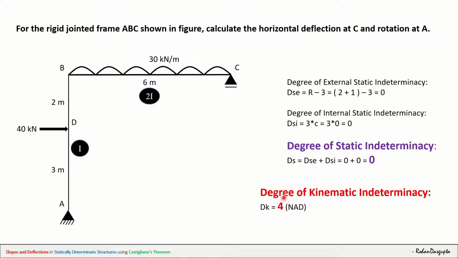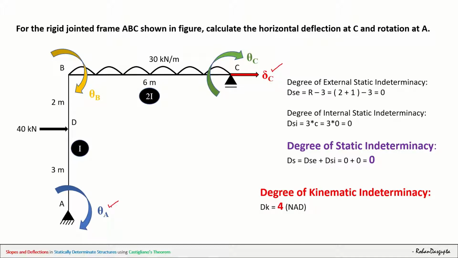So what are the 4 different kinematic indeterminacies? Please note that at C, there is a horizontal movement, or horizontal deflection, delta C. At A, we can have a rotation, let's call that theta A. At B, we can have a rotation theta B, and at C, we can have a rotation theta C. Out of this, in this question, we are supposed to find delta C, the horizontal deflection at C, and theta A, the rotation at A.